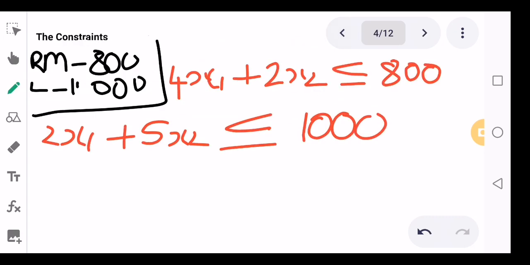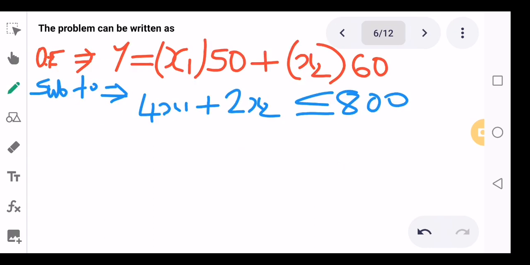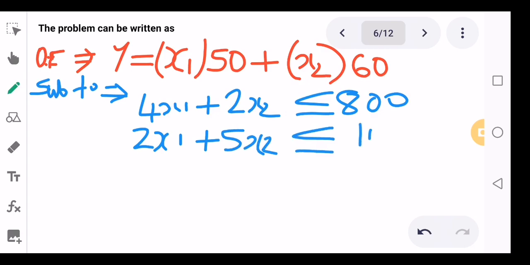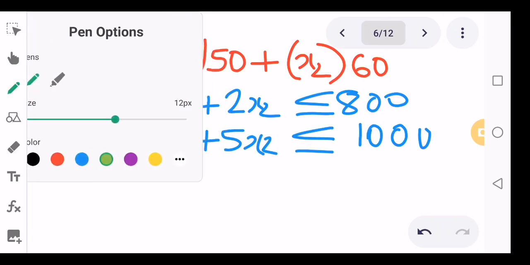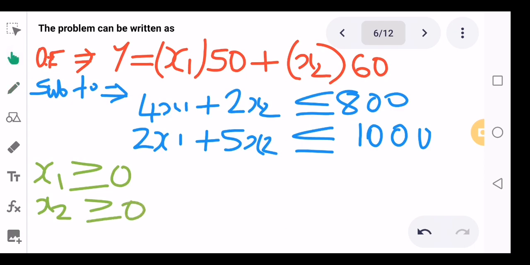The other constraint is 2x1 plus 5x2 less than or equal to 1000. And your non-negativity condition is x1 greater than or equal to 0, x2 greater than or equal to 0. Okay, I've summarized everything. Now after this we need to find the solution.